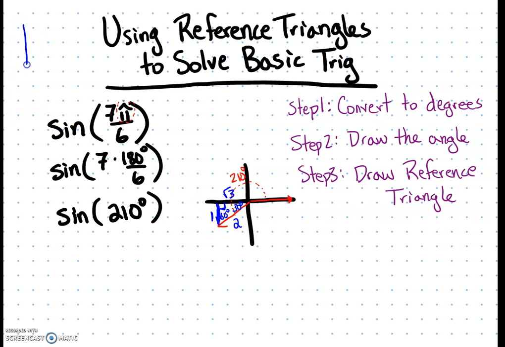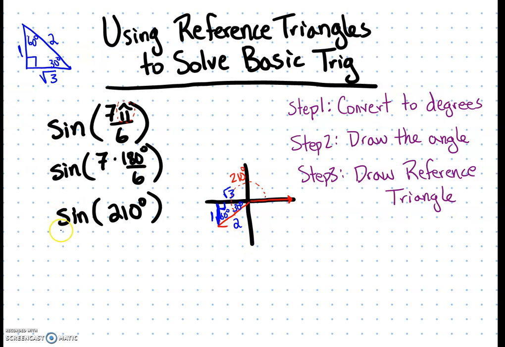Remember that you learned in geometry that if you have a triangle with the angles of 30, 60, and 90, then the ratio of the sides are: 1 is opposite the 30 degree angle, the square root of 3 is opposite the 60 degree angle, and 2 is opposite the 90 degree angle.